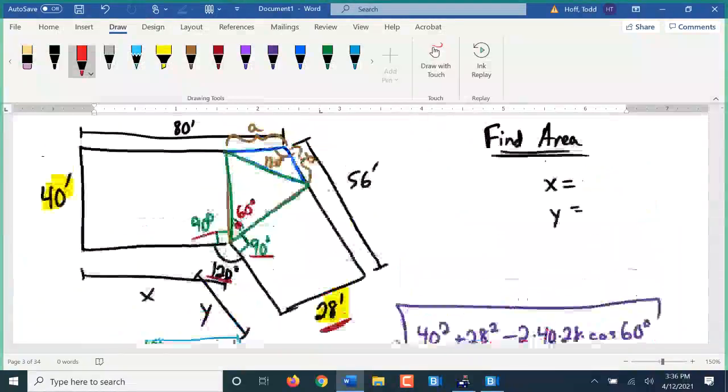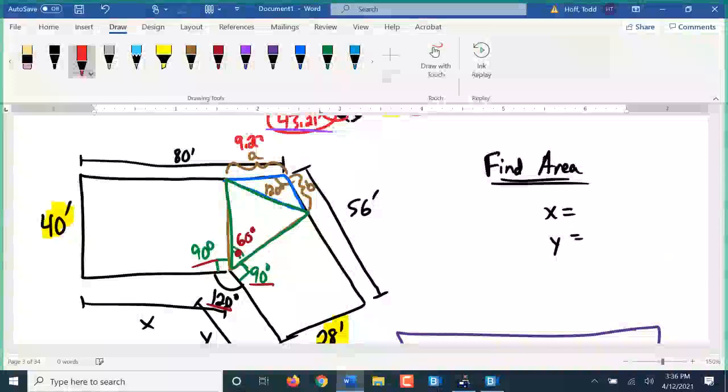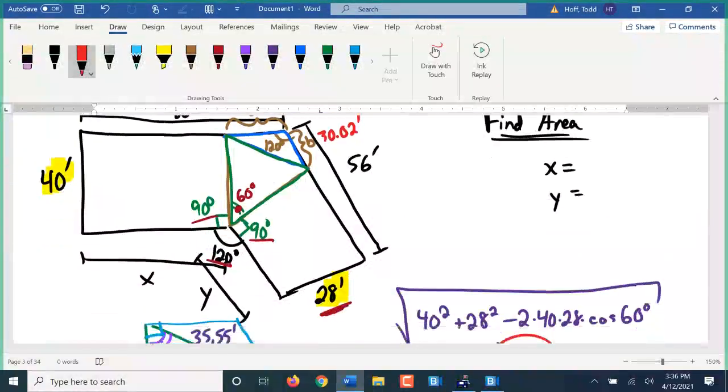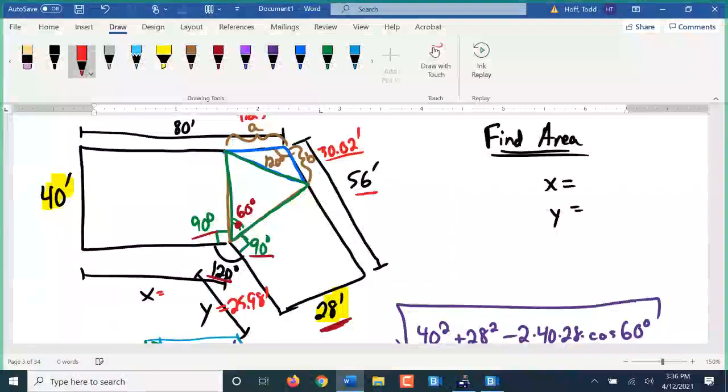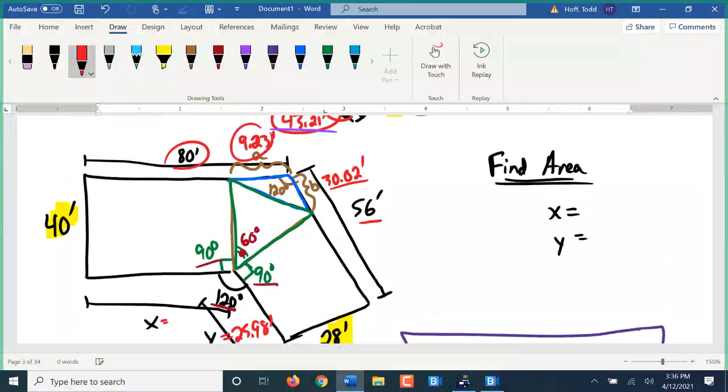That means up here, this is 9.23. Obviously, I drew them way out of scale. But that means this up here, y is 56 minus 30.02, 25.98. So yes, that is big enough to get an overhead door. And then x is 80 minus 9.23, 70.77.